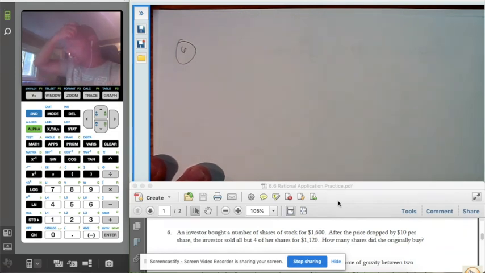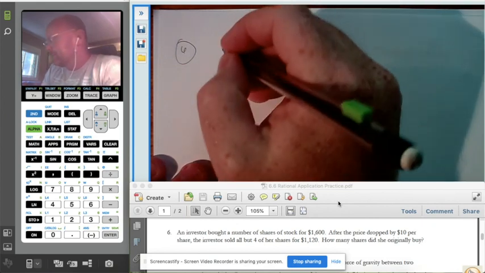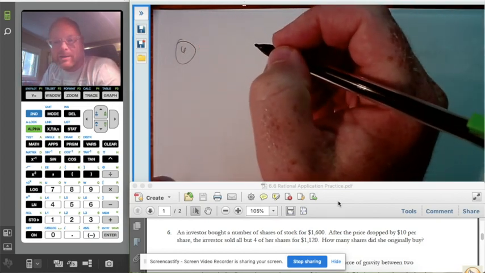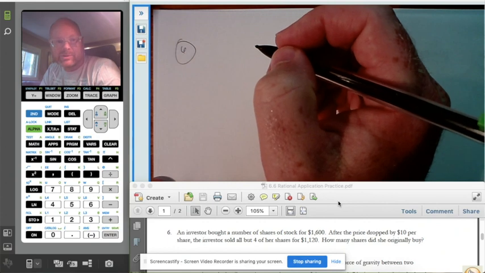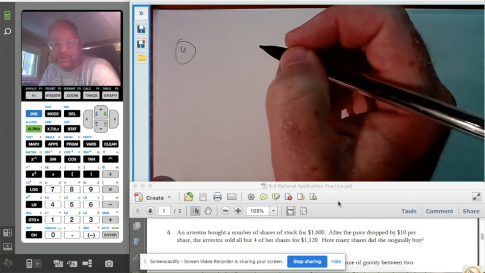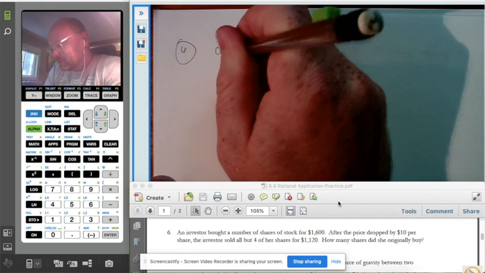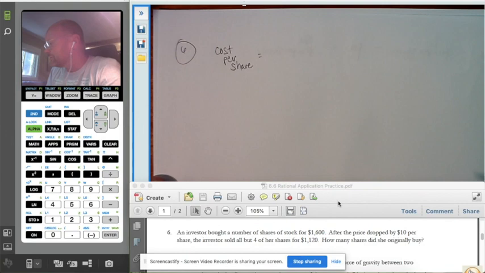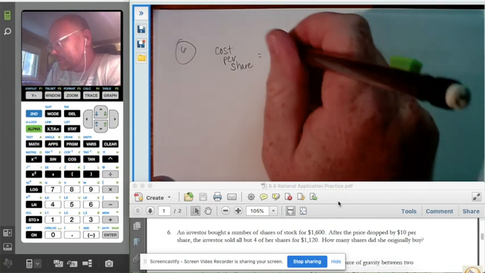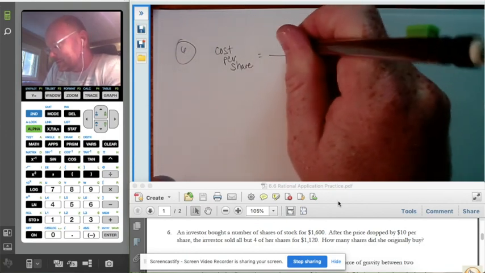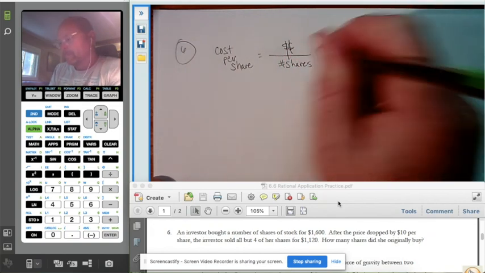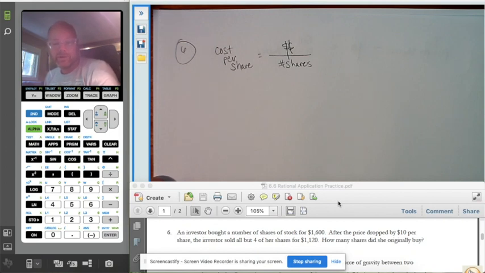Okay, so this is going to be very similar to problem number 5, in that we're comparing a ratio, but it's sort of in disguise because we're talking about the cost per share. So like, how much does 1 share of this stock cost? The cost per share is a ratio. In fact, how do you calculate the cost per share? Well, you take the total number of dollars that you spend and you divide by the number of shares that you own. All right, and we're going to be trying to figure out how many shares did she originally buy?